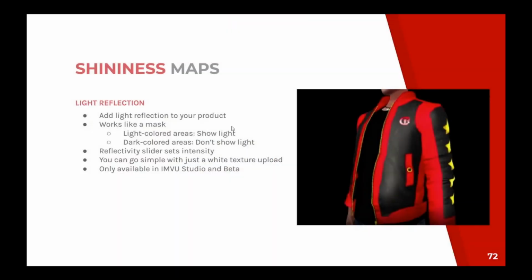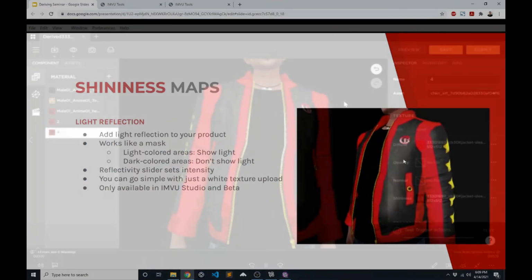One of the things is called shininess maps. What it really is, is light reflection. It's the means for you to add the reflection of light onto your clothing items. So instead of having a certain gradient that always stays there no matter what angle, your item will now change its lighting as you're in the room. And I'll show you an example of that real quick.